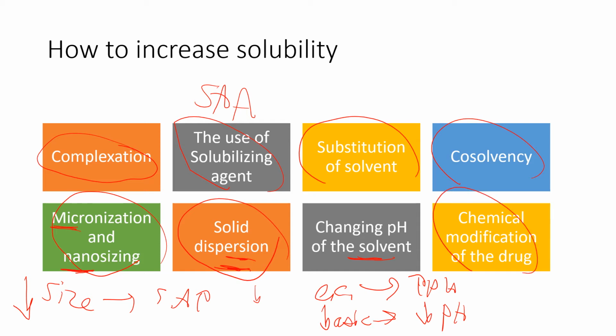We can also chemically modify the drug. We can add a polar group like OH or NH2, or we can convert the drug to a salt or a soluble ester. By this technique, we can increase its solubility also.